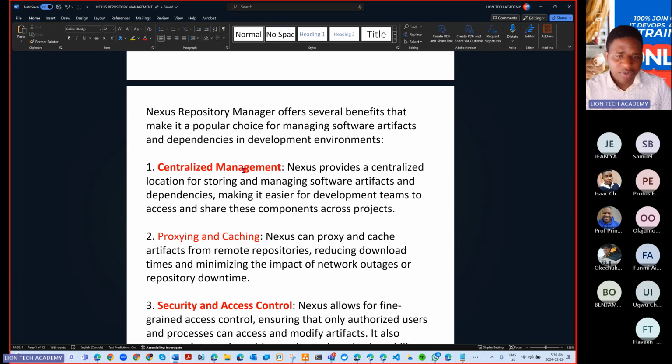So first, it provides a centralized location for storing and managing software artifacts and dependencies, making it easier for development teams to access and share these components across projects. Yes, that's a fact. So the fact is, when you start working as a DevOps engineer, you are going to be granted access to the company's Nexus environment. So you will not be required to have your own Nexus.